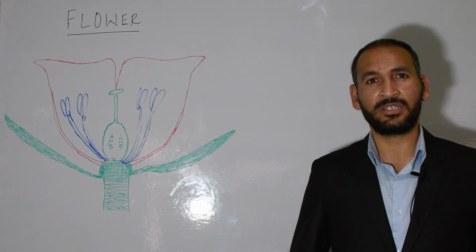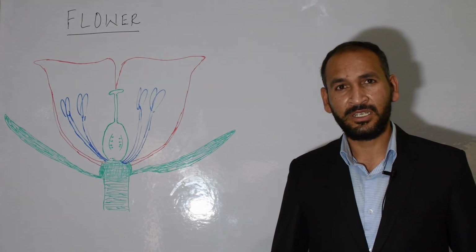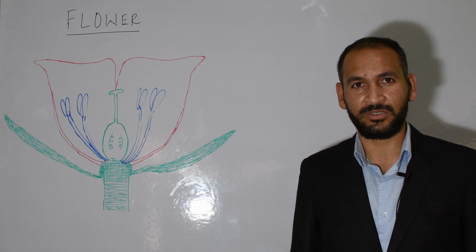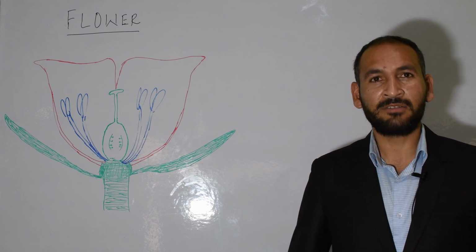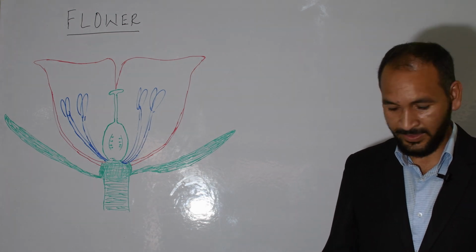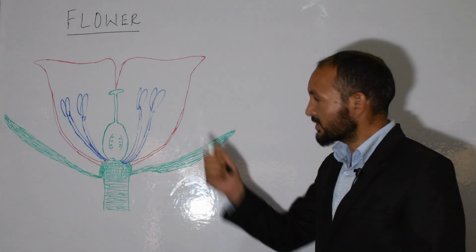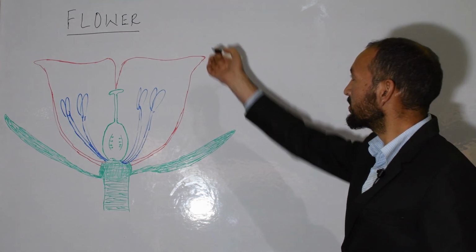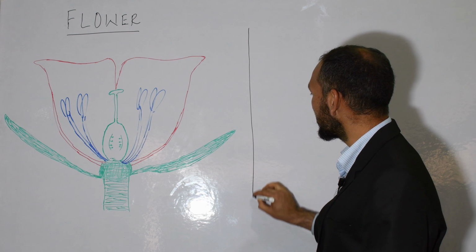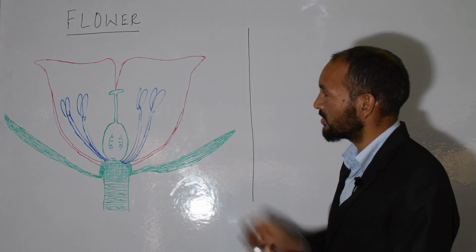Today we will get to know about the flower. You might have seen a number of flowering plants around. So let's have a closer look today at the structure of this flower. You can see the flower of a flowering plant on the board here.